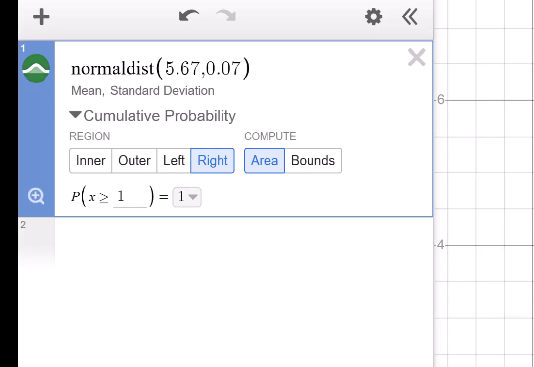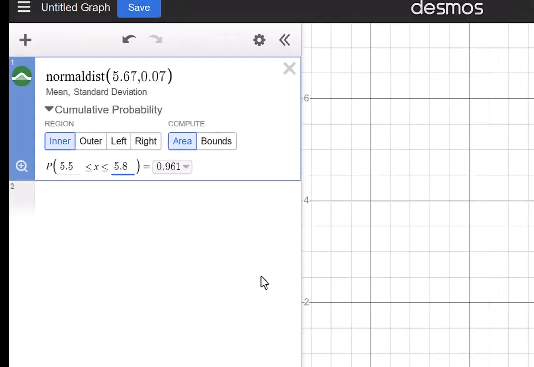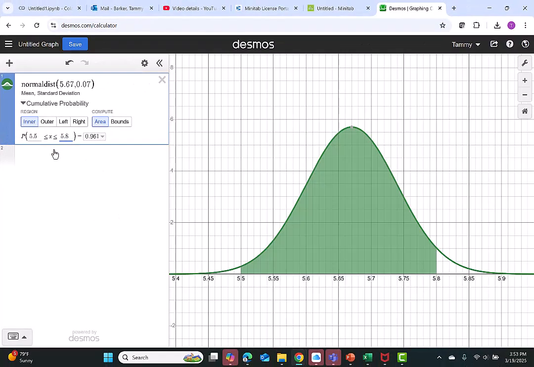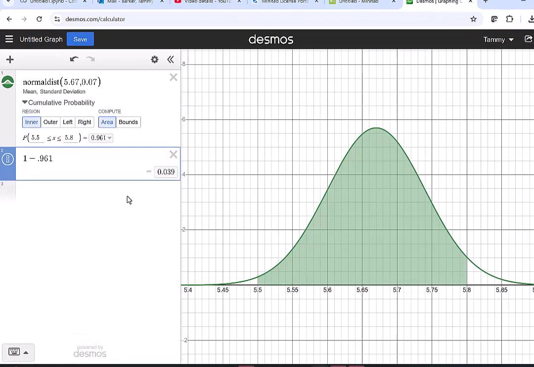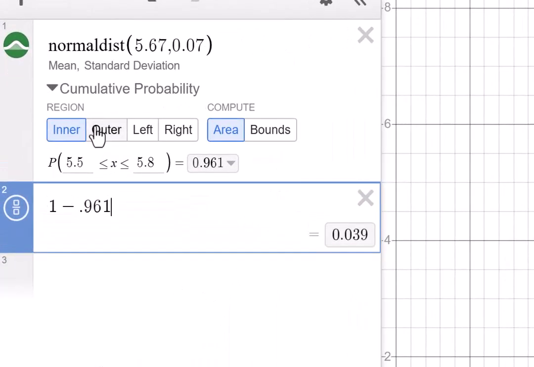Because we know the weights that will be accepted are between 5.5 and 5.8, we'll go to enter. We'll put a left bound of 5.5 and a right bound of 5.8. Let's hit zoom fit to get a look at the graph. We can see that 0.961 or 96.1% of the coins will be accepted. To get the percent that would be rejected, we could do 1 minus 0.961, which is 0.039, or we can change our region from inner to outer. This shows us that the amount outside of the 5.5 to 5.8 is 0.039.